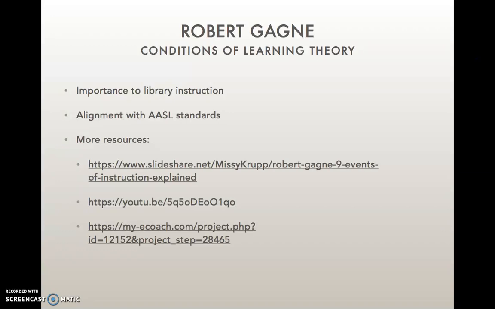Gagne's theory is important to library instruction because it gives very clear steps that a teacher librarian can always fall back on to guide their practice. The 9 instructional events align pretty clearly with the AASL standards as well, as they are built on inquiry and require students to collect and organize resources and engage with the learning by creating examples that satisfy the learning objective. What follows on this slide are more resources and guides for Gagne's conditions of learning theory and his 9 instructional events.